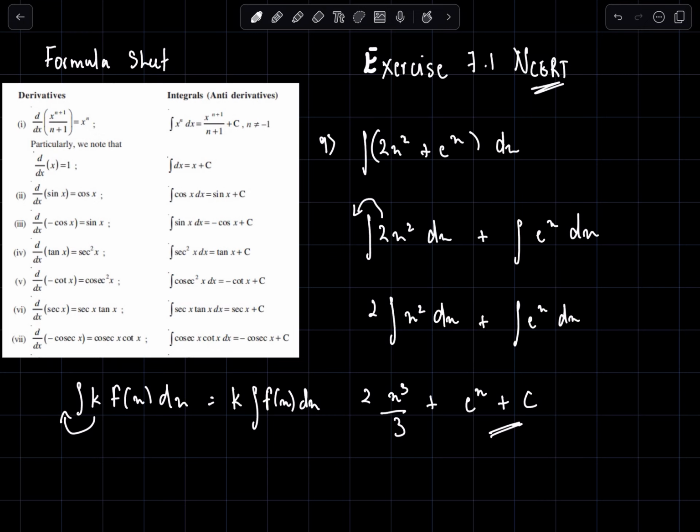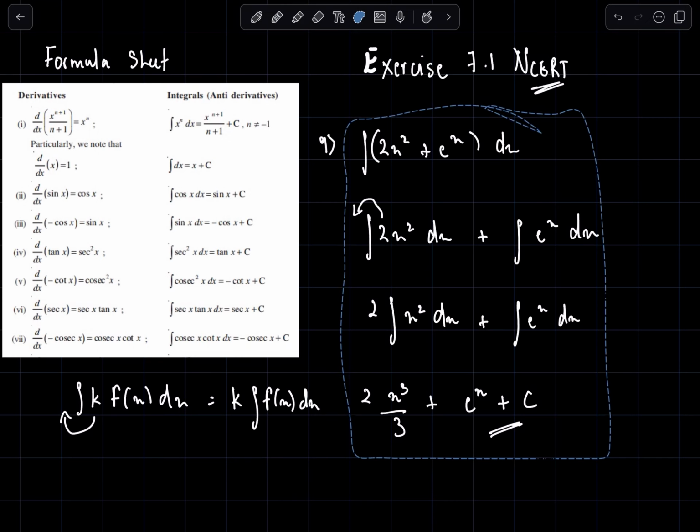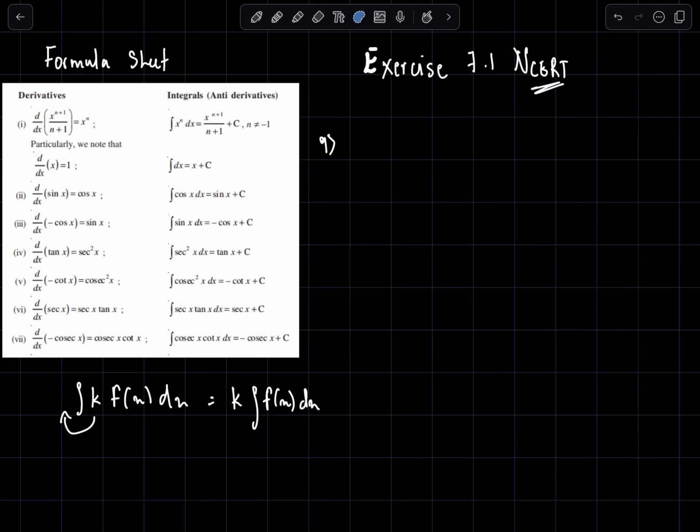Okay, so let's move on to the next one. Question number 10. This one is very interesting. It is quite easy, it's not that difficult. So integral of square root of x minus 1 over square root of x, the whole square dx. Now, you have to expand the square, open the brackets, right? So as simple as that, let's do this.